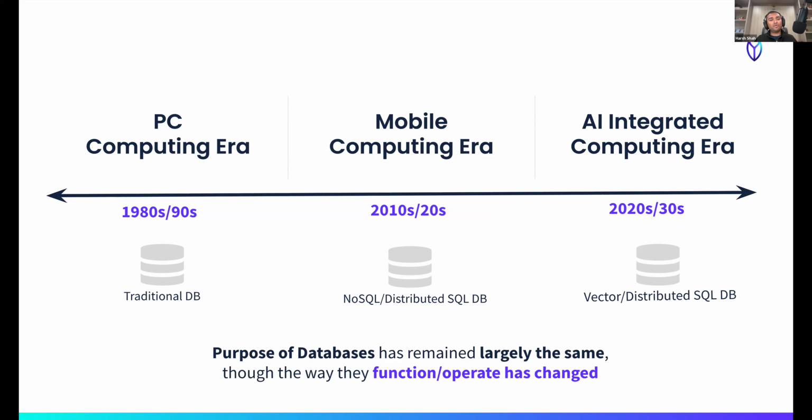And now, with the volume of data increasing and with modern requirements, as I shared earlier, that's where distributed SQL databases came into existence. But as we move into the AI integrated era, you still need the benefits of a distributed SQL database, but you also need a vector DB to store all those vector embeddings that are going to be used by LLMs and AI agents and whatnot.